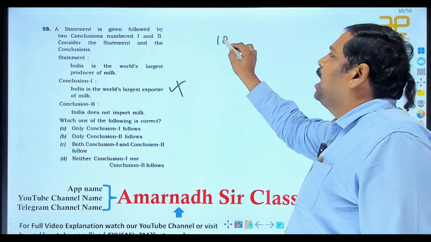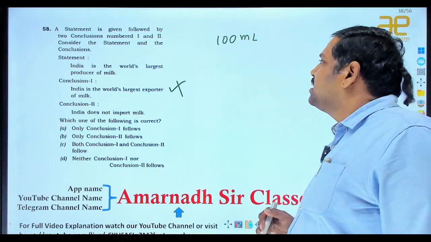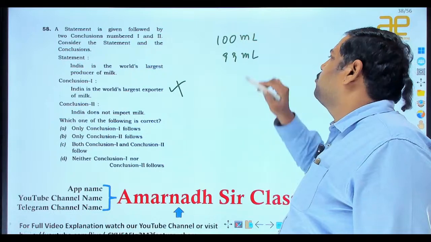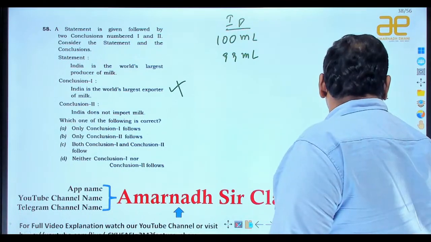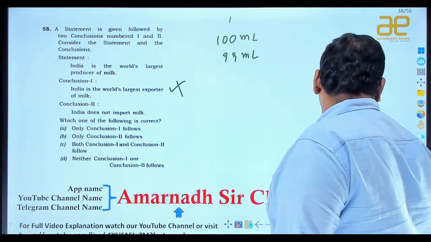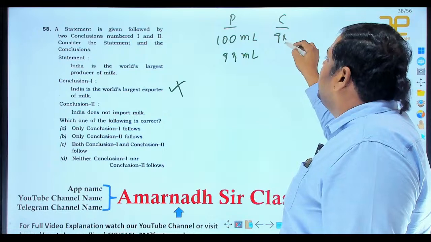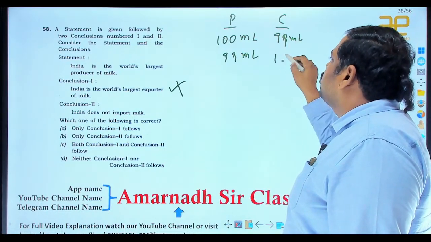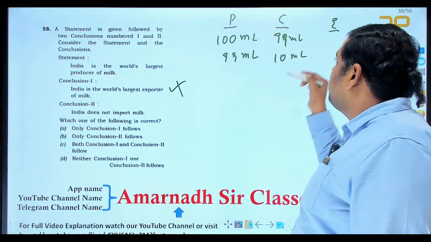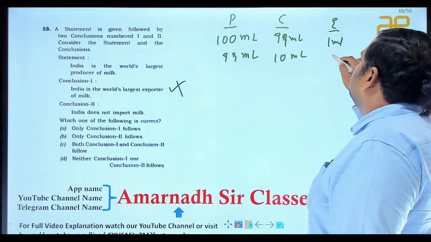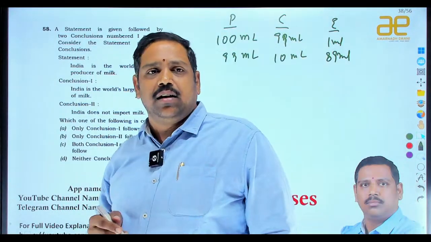Suppose India is producing 100 million liters of milk per day. Suppose China is there with 99 million liters of production. Example I am saying. Now let's think of the consumption. India is consuming 99 million liters daily, whereas China is consuming 10 million liters daily. The gap we can export, right? The gap means 1 million liter only India is exporting. China is exporting 89 million liters. Who is the largest exporter of milk? China in this case. This is one possibility.